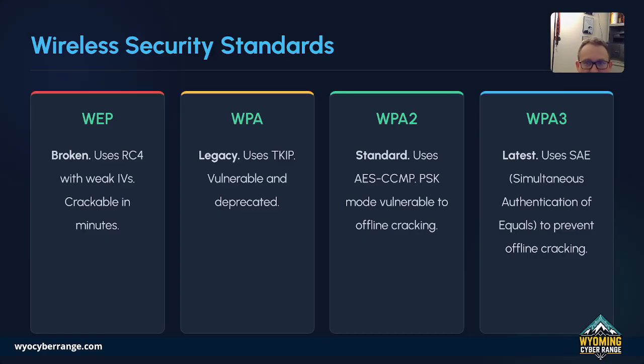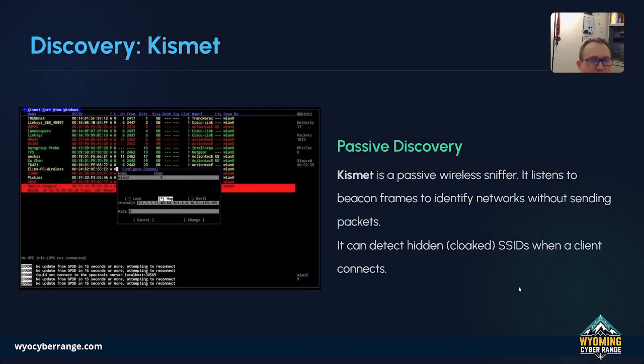Now, WPA2 is the current standard. It uses AES and CCMP, but it uses a pre-shared key model. So it's definitely still vulnerable to offline dictionary attacks. And as we also know, this is susceptible to deauthentication attacks and handshake capturing. Now, if you can, WPA3 is the latest standard. It uses SAE, simultaneous authentication of equals, to successfully prevent offline cracking attacks and the offline pre-shared key attacks, even when we're doing deauth attacks, okay? Now, some of the tools that we're going to use in wireless is, for one, Kismet.